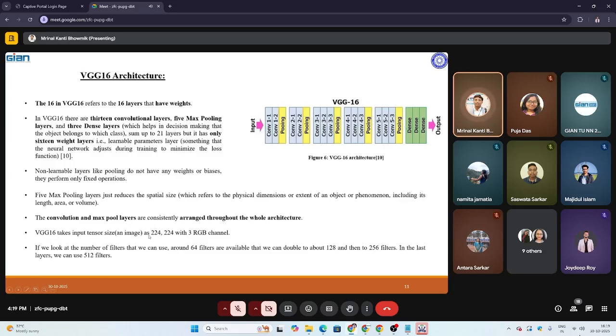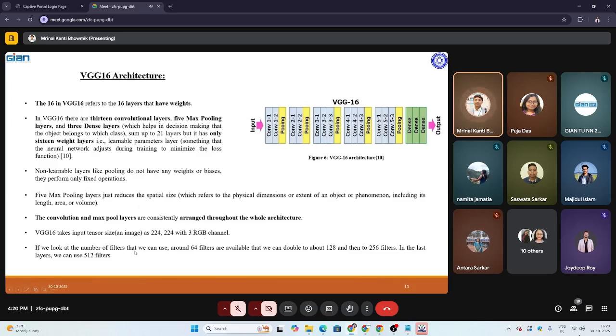VGG16 takes an input tensor size of 224 by 224 with 3 RGB channels. As in the previous slide, we already saw how it takes the input image size, that is, image height would be 224, image width should be 224, and with 3 RGB channels.